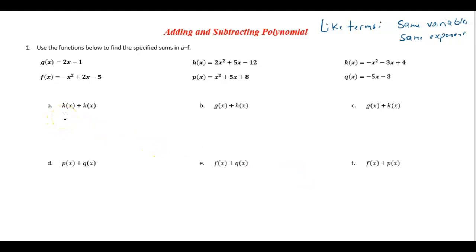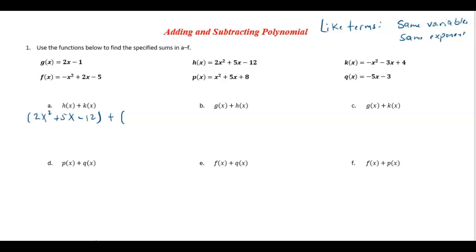For A, we need to find h of x plus k of x. What we do is go back to the table. That's the h of x function and that's the k of x function. So I'm going to write out h of x. The first one is h of x, which is 2x squared, and I like to put it in parentheses, 2x squared plus 5x minus 12.